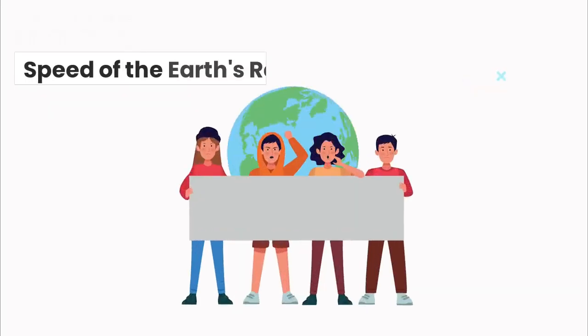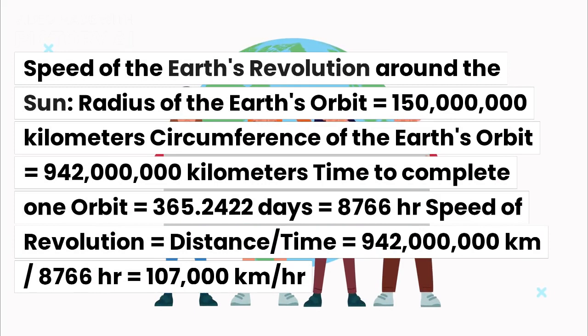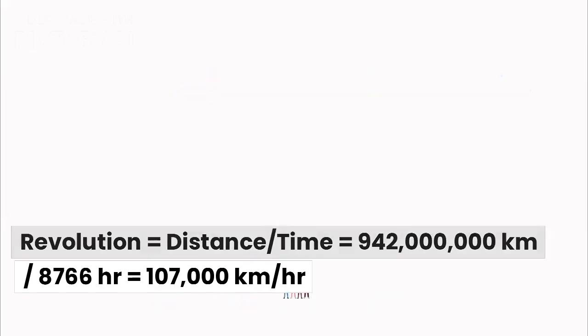Speed/velocity. Speed of the Earth's revolution around the Sun. Radius of the Earth's orbit equals 150 million kilometers. Circumference of the Earth's orbit equals 942 million kilometers. Time to complete one orbit equals 365.2422 days equals 8,766 hours. Speed of revolution equals distance/time equals 942 million kilometers / 8,766 hours equals 107,000 kilometers per hour.